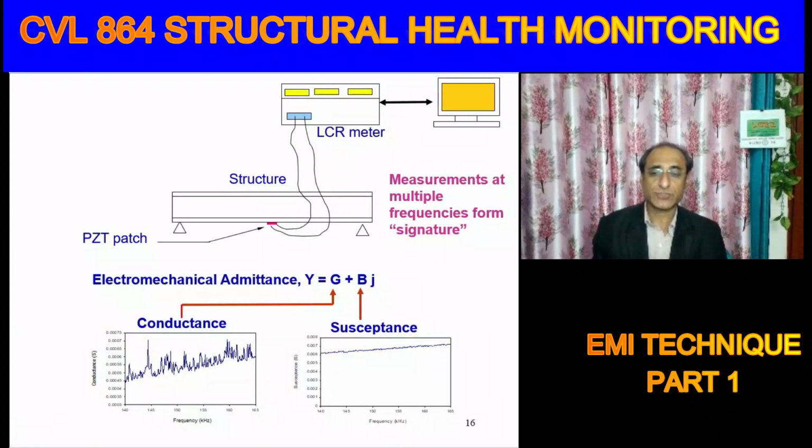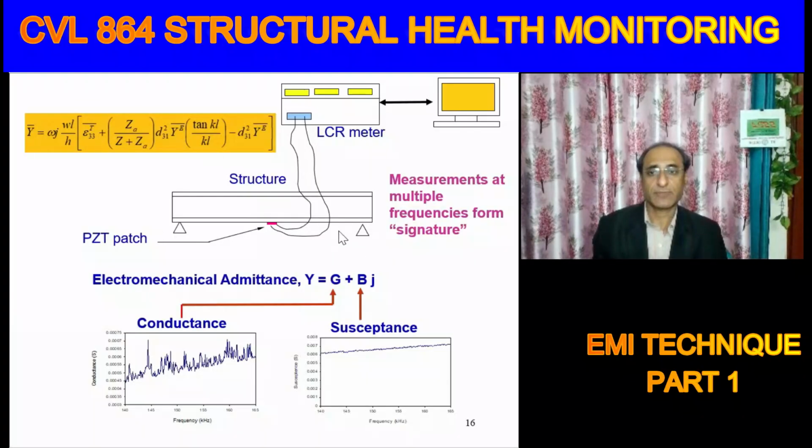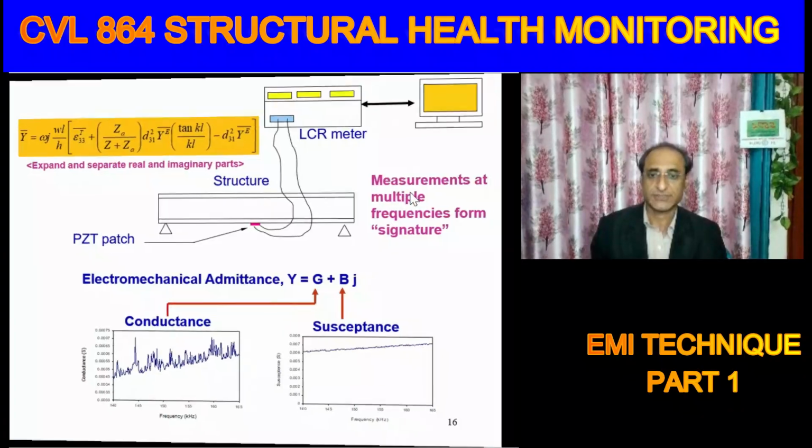So basically, as I showed, we acquire the signature in two components. The real part is called the conductance and the imaginary part is called the susceptance. And this equation I am just projecting again. In fact, you can separate this into two equations. Right now it is an equation in complex form, but you can very easily separate it out if you expand all the complex terms, and you will be able to separate out the real and the imaginary parts.